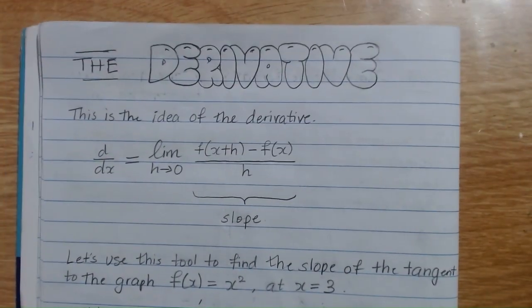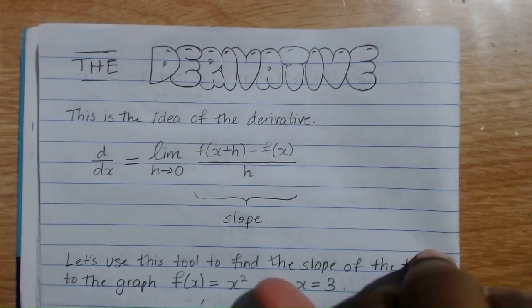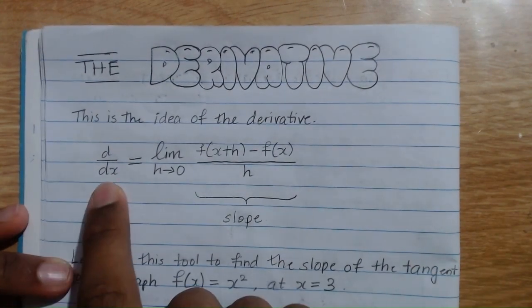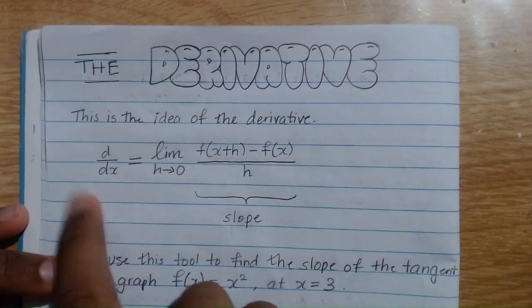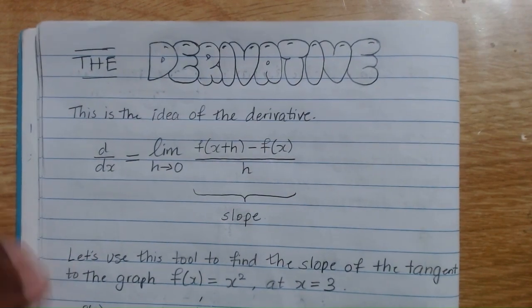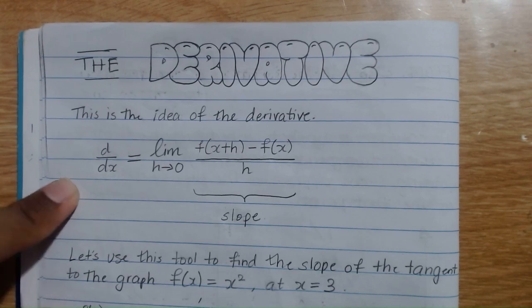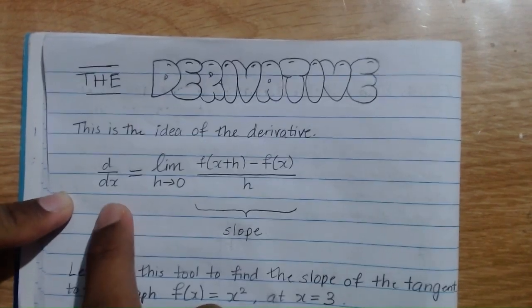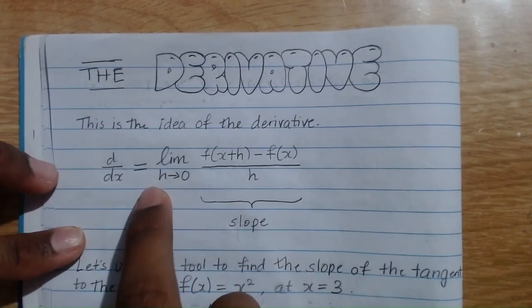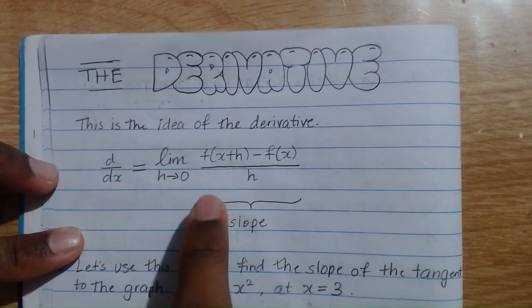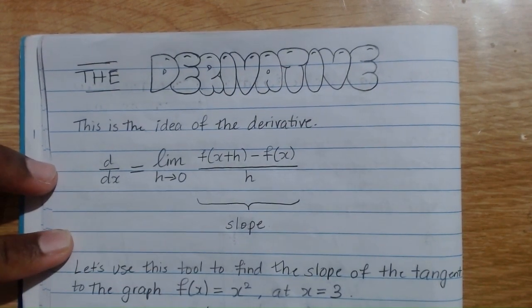So this takes us to the derivative. This is the idea of the derivative. d over dx is one notation for derivatives. That's Lagrange's notation, I believe, but there are other notations. So the derivative is equal to the limit as h approaches 0 of f of x plus h minus f of x over h.